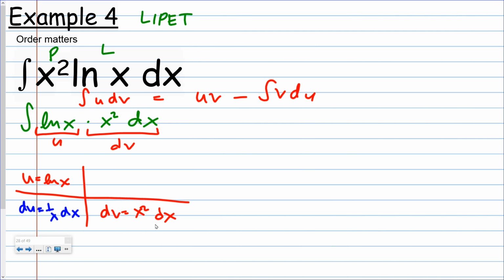Okay? On this side, what is the integral? I know the integral of dv is v. What's the integral of x squared? X cubed over 3. And of course, there's a Charlie, but we're going to ignore Charlie for now.